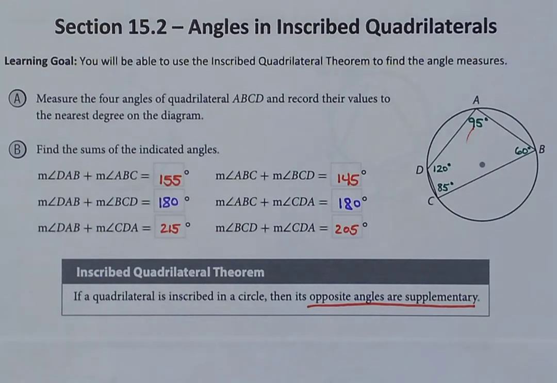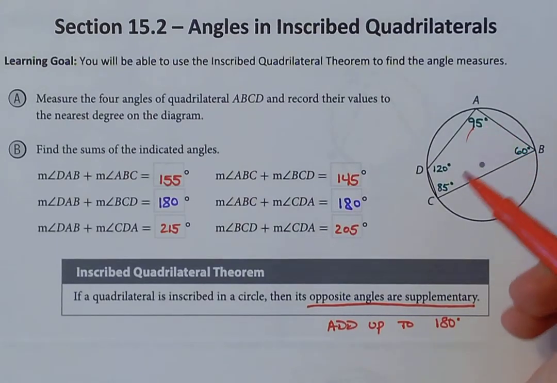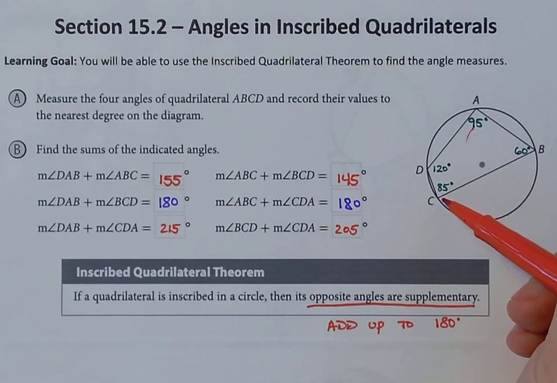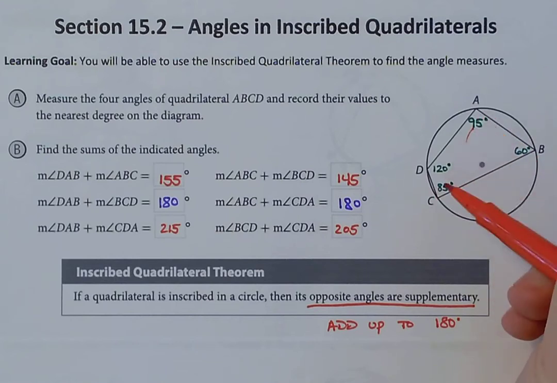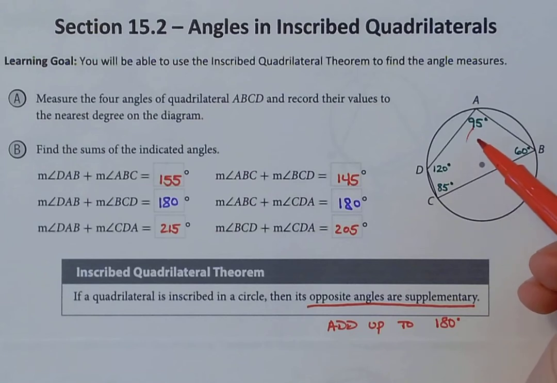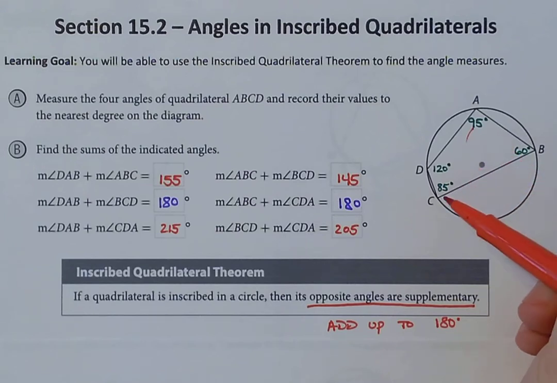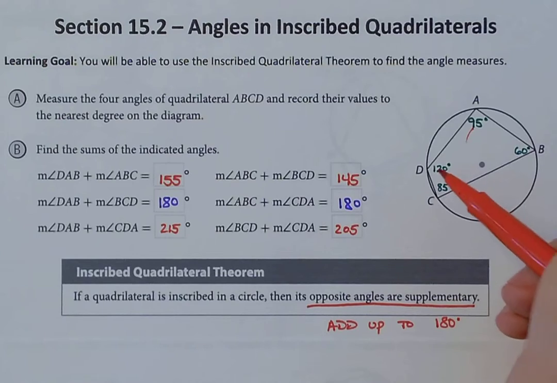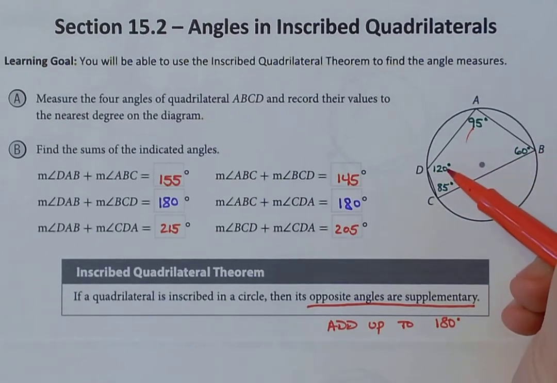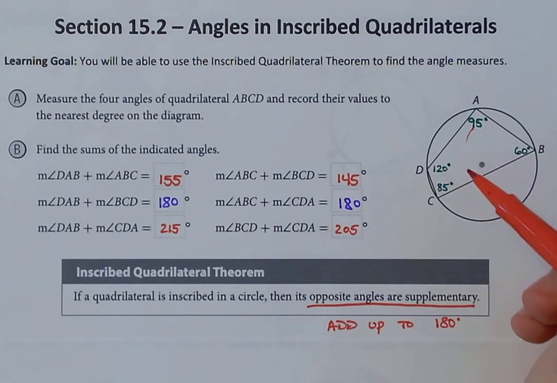So when we talk about supplementary, that means that they add up to be 180 degrees. So that means if I know the measure of angle A is 95 degrees and I didn't know C was 85, because these two are supplementary because they're opposite, all you have to do is 180 minus 95, and that would tell you the measure of angle C. Same thing for D and B. If I know the measure of angle B is 60 degrees, to figure out the measure of angle D, you just have to do 180 minus 60, which gives us 120.